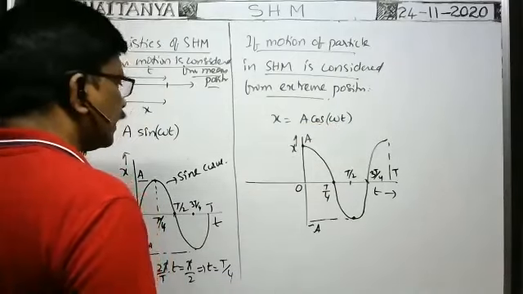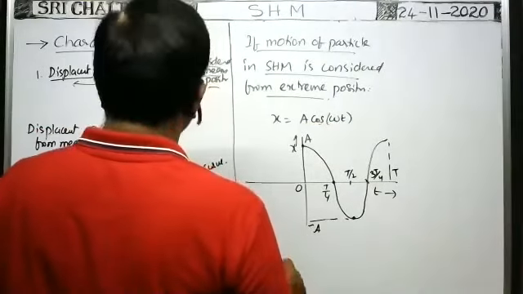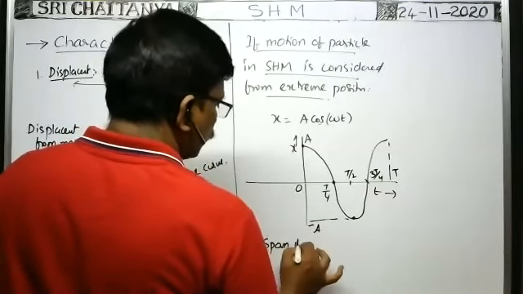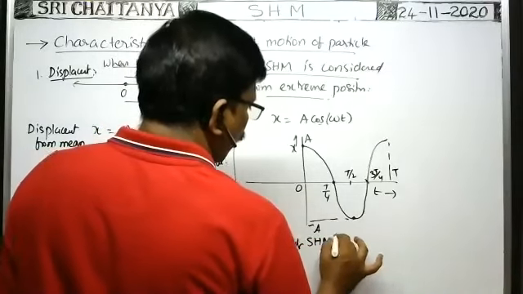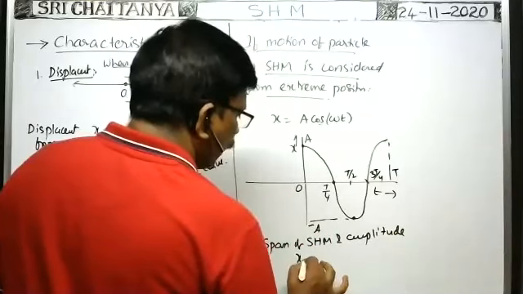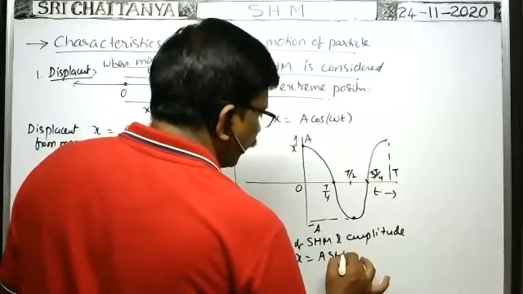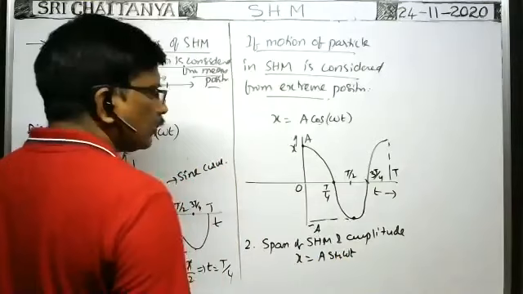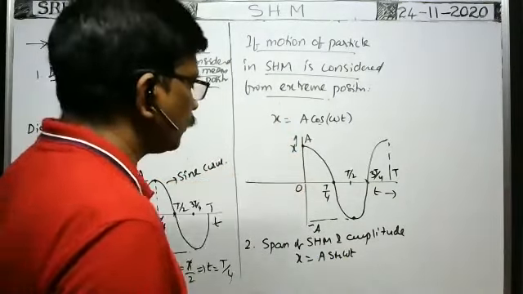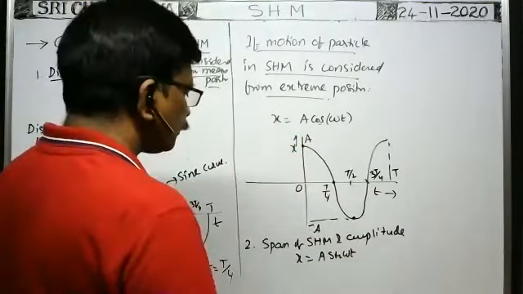Okay, already I said the span of simple harmonic motion also. Span of SHM and amplitude. So in the formula x is equal to a sin omega t or a cos omega t, this a is called amplitude. That means the maximum displacement of the particle in SHM is called amplitude. So amplitude means maximum displacement of the particle from the mean position.